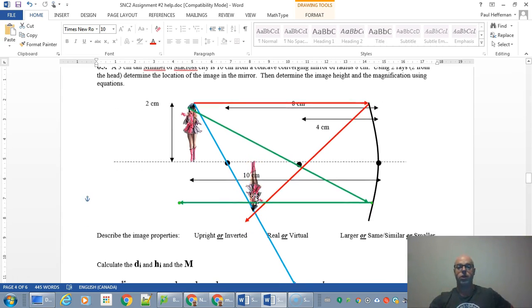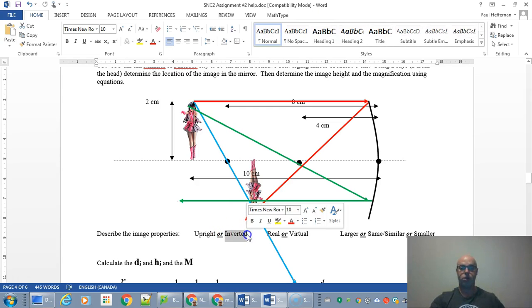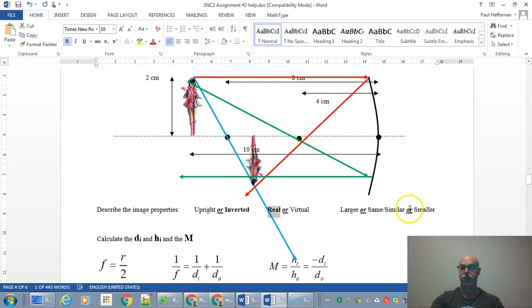But as for now, you can see it is inverted, so I'll just bold inverted. I could stick a screen there, and it would pop up on the screen, so it's real. And I can see that it's definitely going to be smaller.